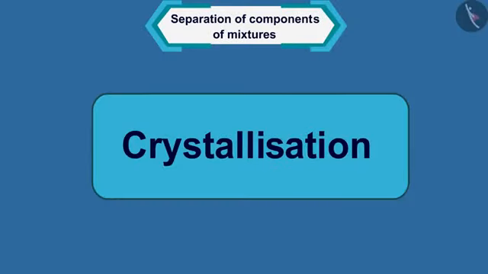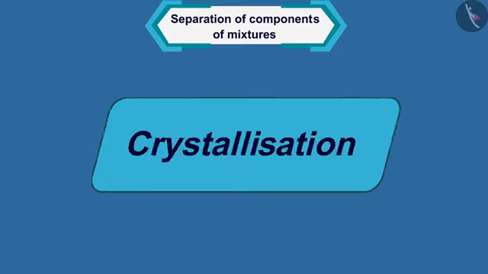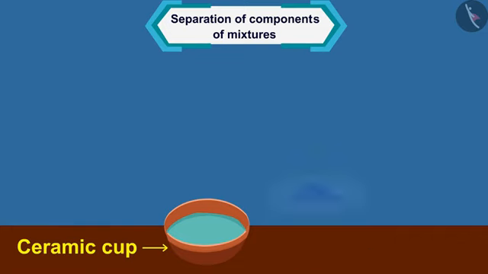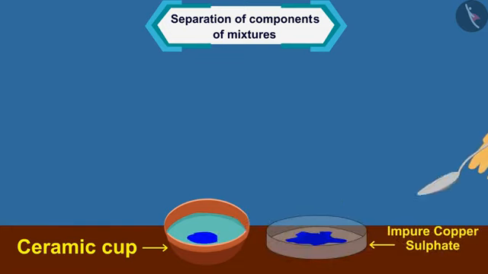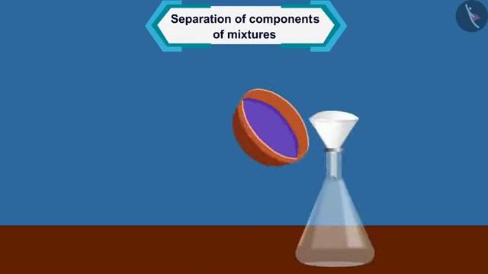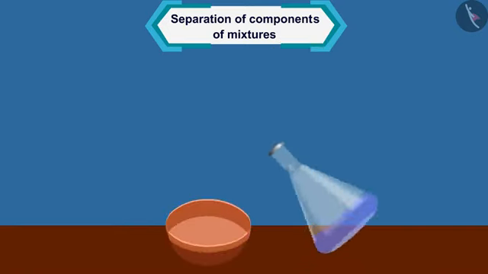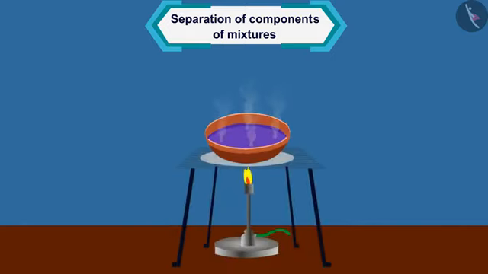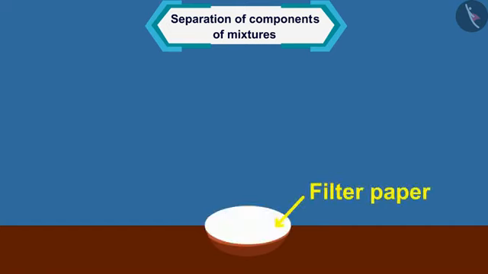Now, finally, the last separation technique is crystallization. Take about 5 grams of impure copper sulfate in a ceramic cup. Dissolve it in a minimum amount of water. Filter out impurities. Now vaporize the water from the solution of copper sulfate to obtain a saturated solution. Cover the solution with a filter paper and leave it undisturbed at room temperature to cool throughout the day.